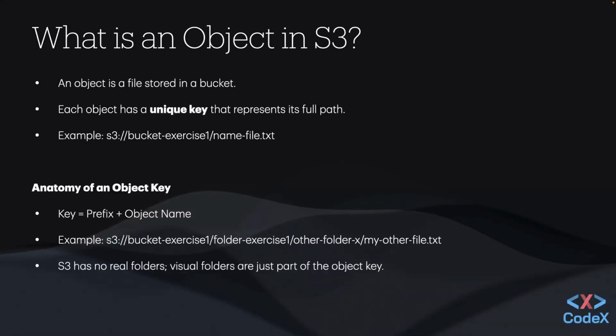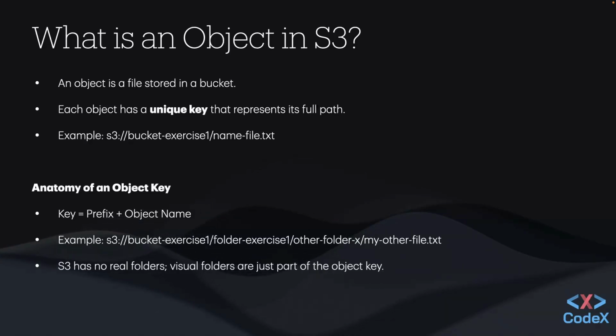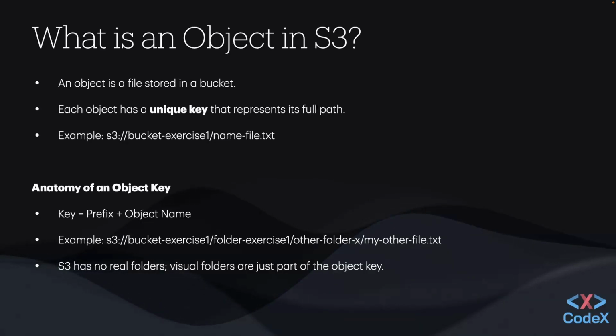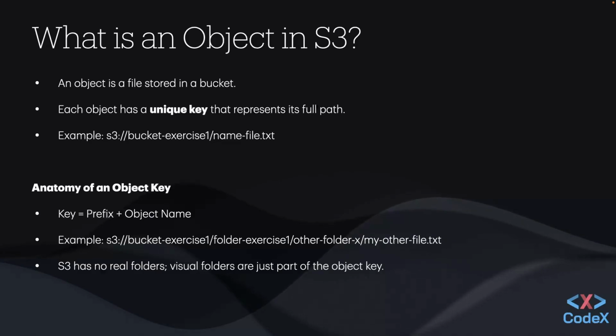What is an object in S3? Now that we understand buckets as folders, it's time to see what an object is. An object is a file stored inside a bucket. Each object in S3 has a unique key, which works as its complete access path. For example, S3://bucket-exercise-1/namefile.txt. In this case, the full key is namefile.txt, and it is located inside the bucket exercises 1.